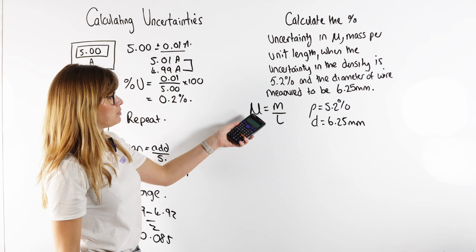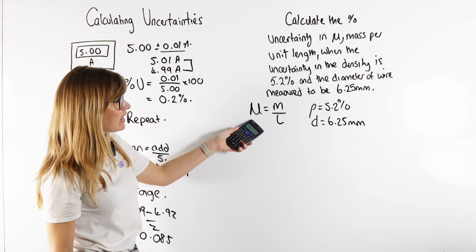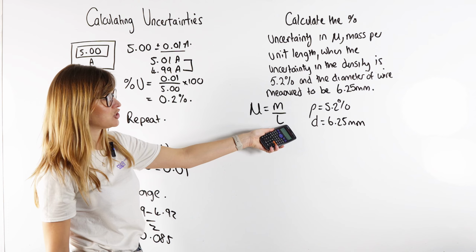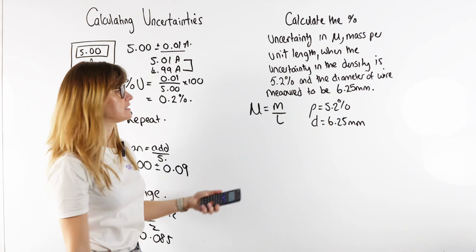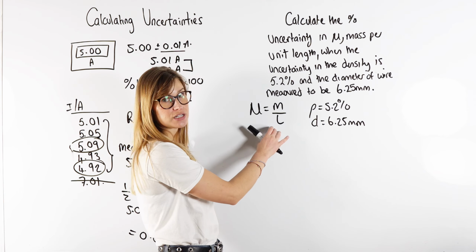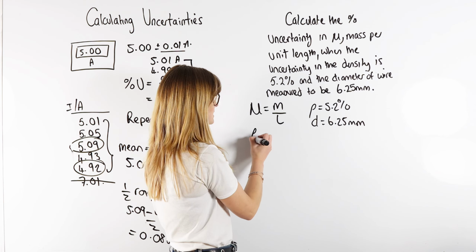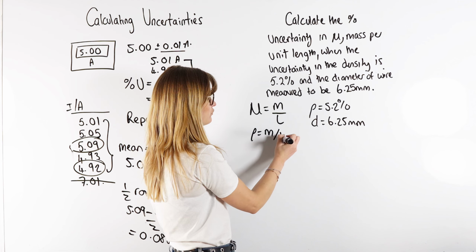So if I want to find out what the percentage uncertainty in mu is, clearly I need to know what the percentage uncertainty of the mass is and the percentage uncertainty in length. But I'm not given mass and length, I'm given density. So the first thing you should be thinking here is, how do I get density into this equation? And hopefully you're thinking density is equal to mass divided by volume.